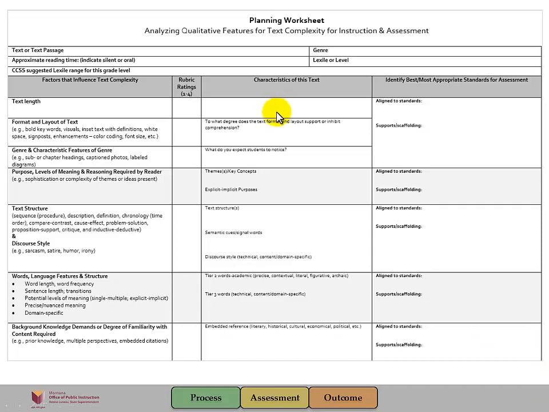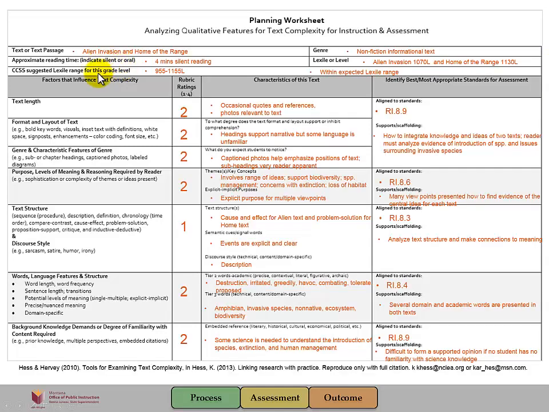So here we can see the factors that influence our text complexity decision, our rubric ratings. So is this a very simple passage to a very complex passage? The characteristics we should take into account for this passage and where it's most appropriate to the Montana Common Core standards. In reviewing the Alien Invasion and Home on the Range passages, you might have answers such as these. For the Alien Invasion and the Home on the Range passages, the Common Core suggested Lexile range for this grade level is 955 to 1155. The Alien Invasion Lexile measure is 1070 versus the Home on the Range, which is 1130.